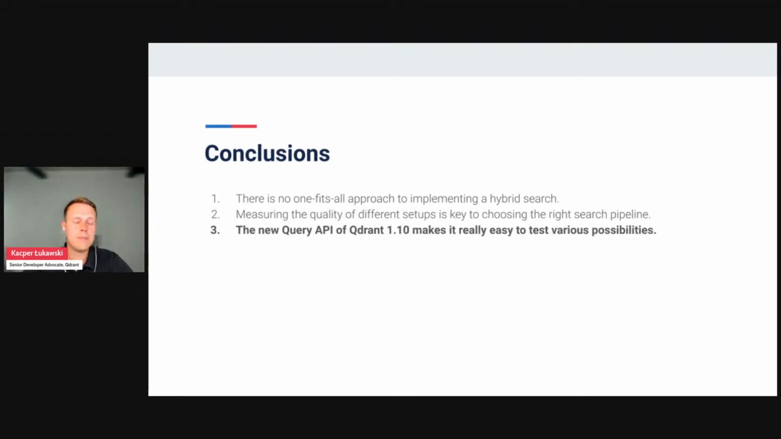And if you want to implement hybrid search with Qdrant, this new query API makes it really easy. You just need to provide multiple vector representations, and that's basically it. You can easily test multiple options without the need to build your own service that will be doing it.